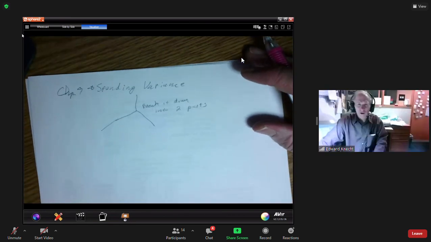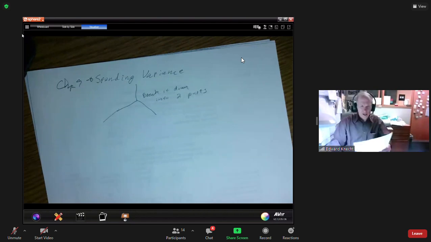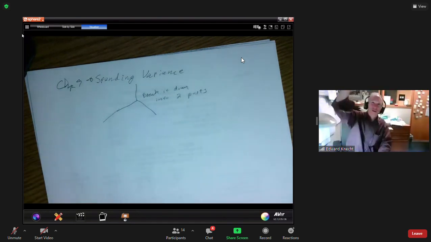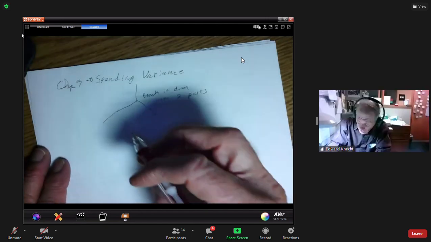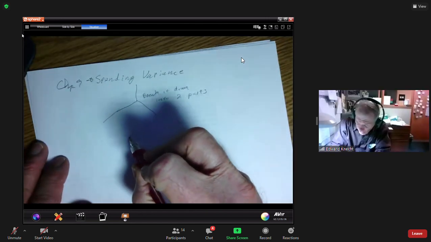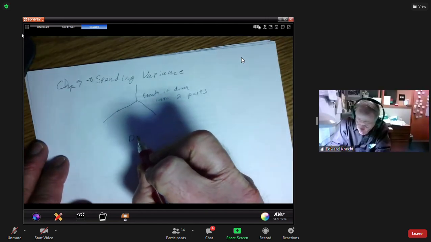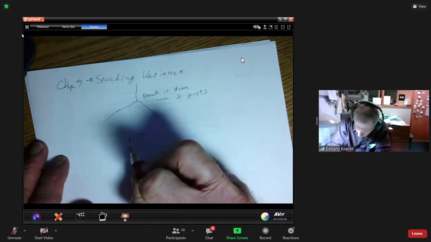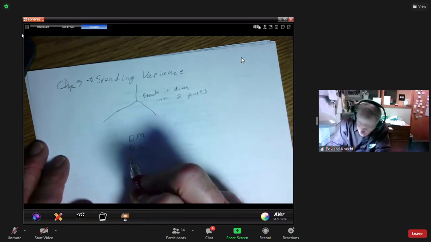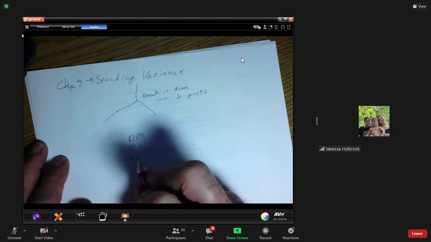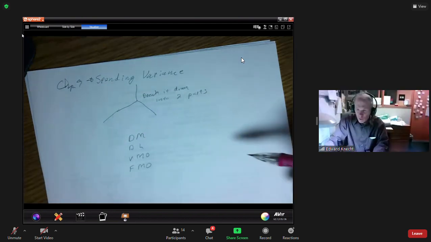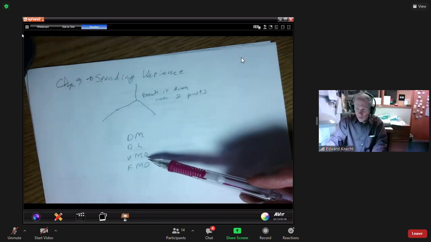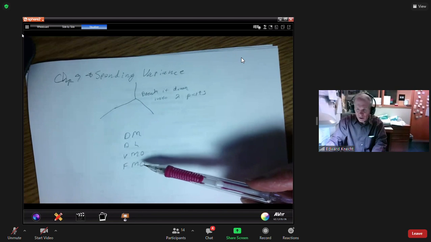Into two parts. What are those two parts? You got any inkling at all? No. It depends. We're going to find, you better write this down, we're going to find variances for direct materials, direct labor, variable manufacturing overhead and fixed manufacturing overhead. So what we've done is we took the manufacturing overhead, MO, and broke it down into two components.